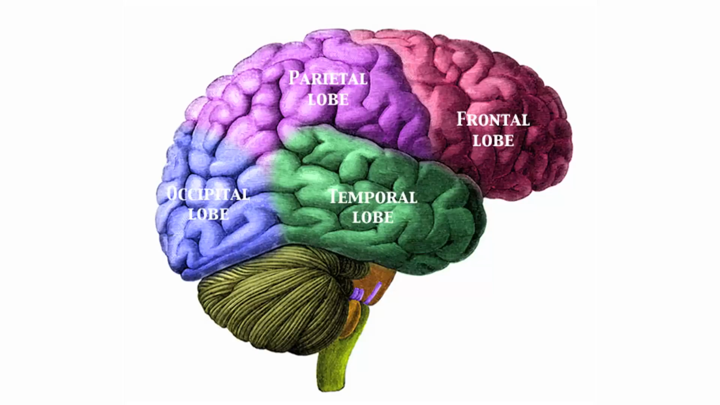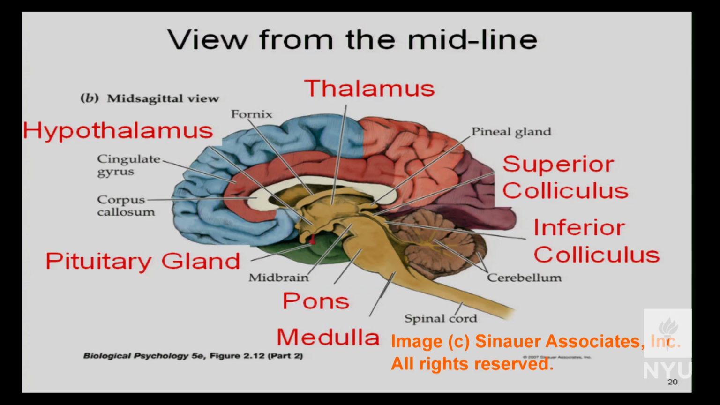Okay, a few more subcortical structures. So what I've done here is I've cut the brain parasagittally. Okay, actually it's sagittally, right down the middle right here. And this is what the brain looks like. Here is what I was talking about, the corpus callosum, all of this is fibers.